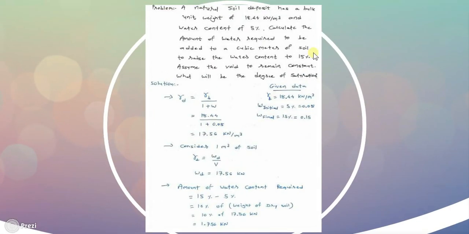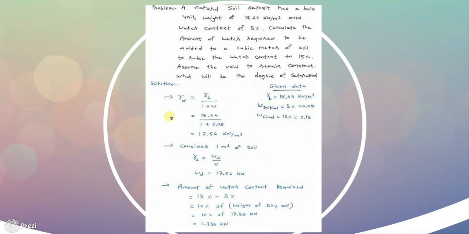So, a natural soil deposit has a bulk unit weight of 18.44 kilonewton per meter cube and water content of 5%. Calculate the amount of water required to be added to a cubic meter of soil to raise the water content to 15%. Assume the void ratio to remain constant. What will be the degree of saturation? So basically we are provided with bulk unit weight 18.44 kilonewton per meter cube as well as water content initially 5% and water content finally as 15%.